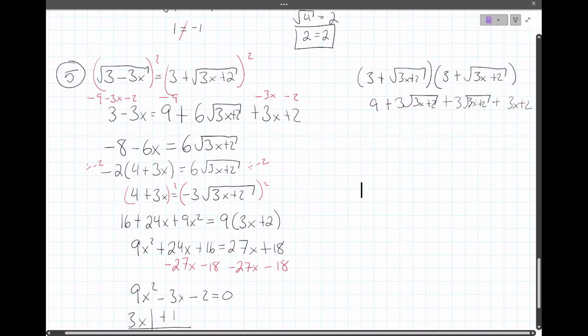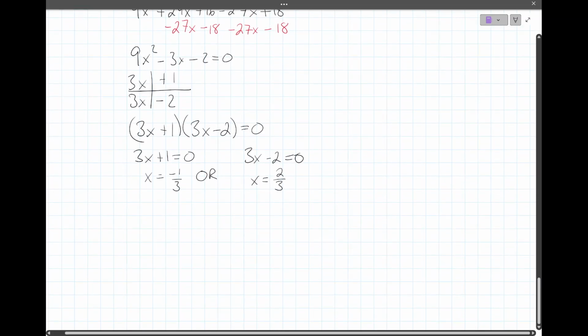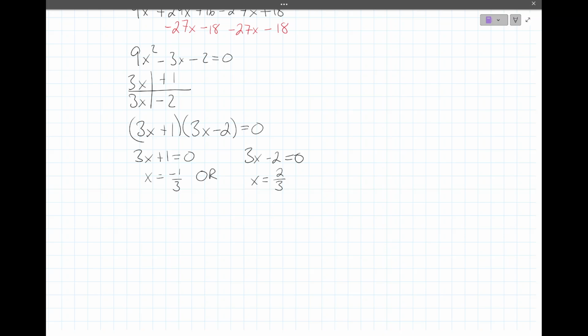Oh man, this is going to be messy to check. So actually, let's just go with our restrictions here. Let's check: 3 minus 3x has to be greater than or equal to 0. If I subtract 3, I get minus 3x has to be greater than or equal to negative 3. I divide that, x has to be less than or equal to 1. Okay, so that's one restriction. Let's check our other restriction.